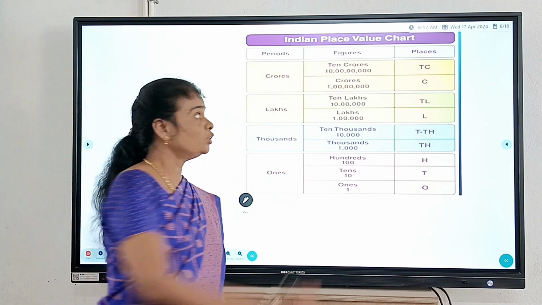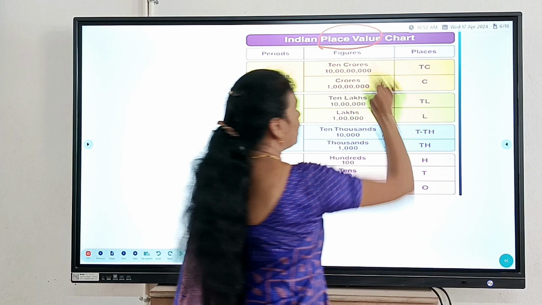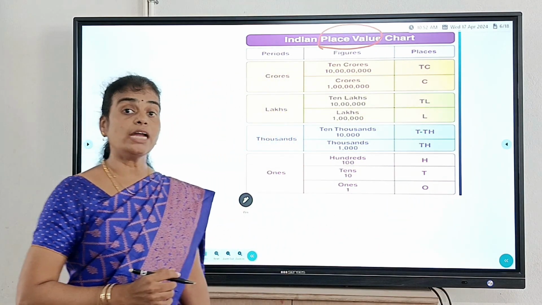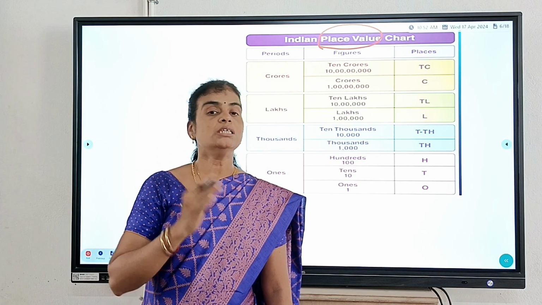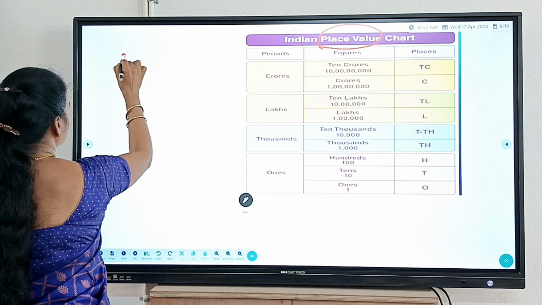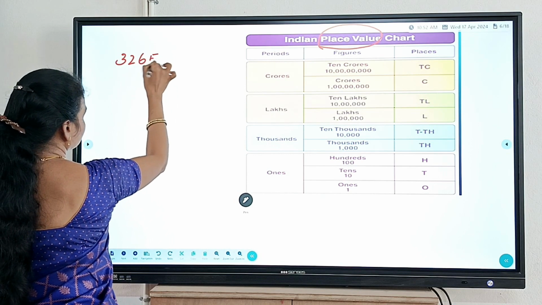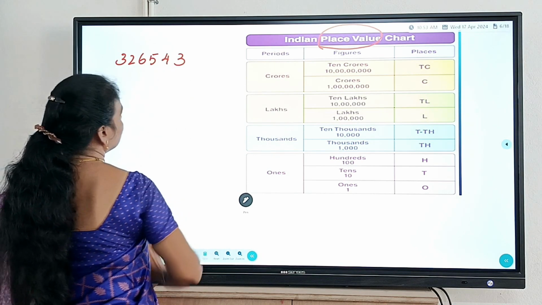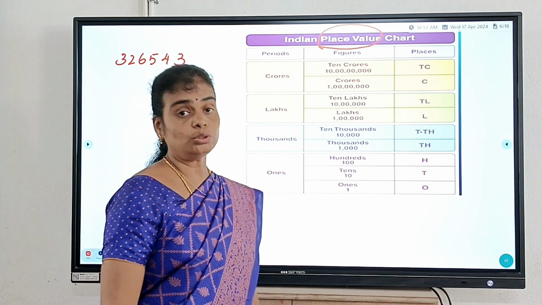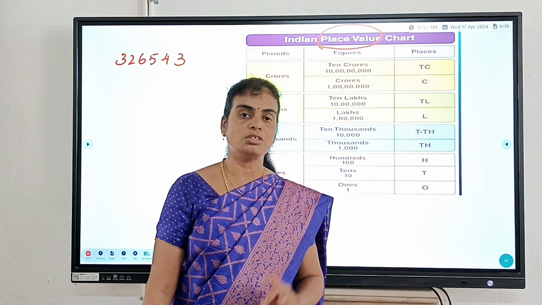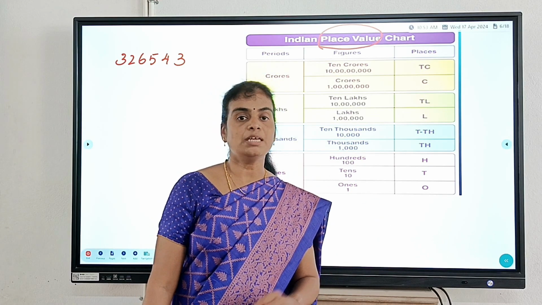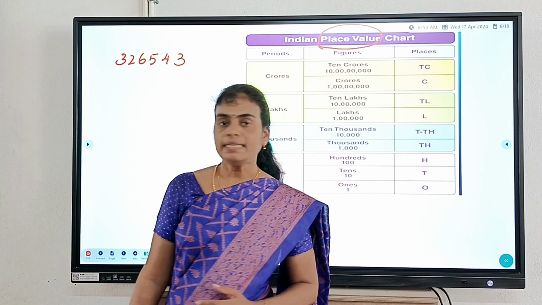And next we are going to learn about the place value. What is this place value? In a particular number, the value of a given digit is called the place value of that particular digit. For example, consider this as a number. In finding the place value, there are two systems of numeration. One is the Indian system and the other one is the international system. In our country, we follow the Indian system.